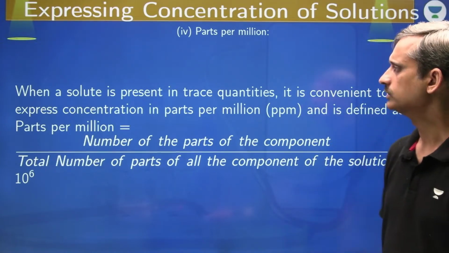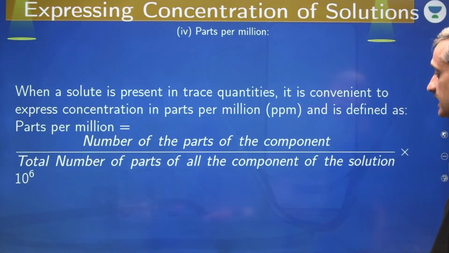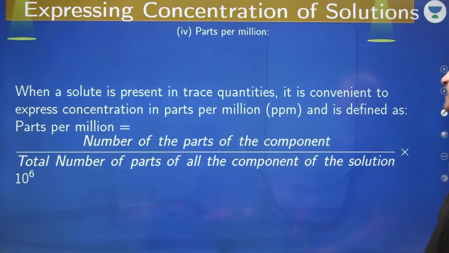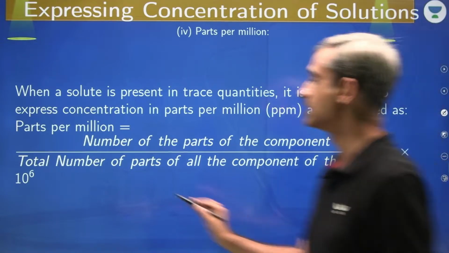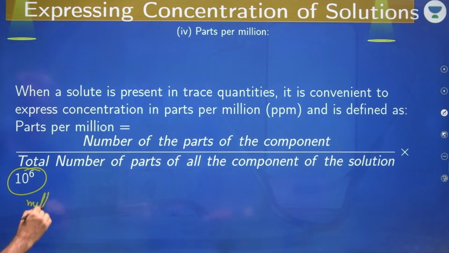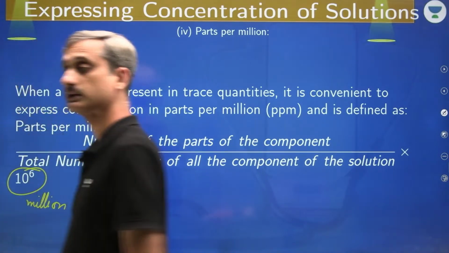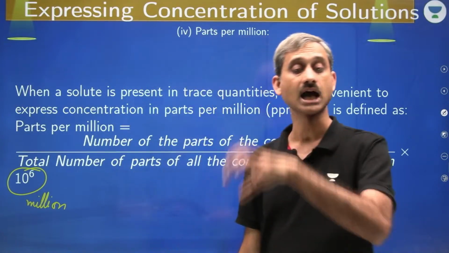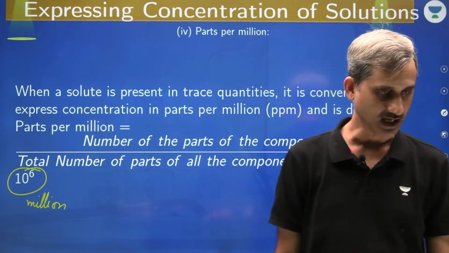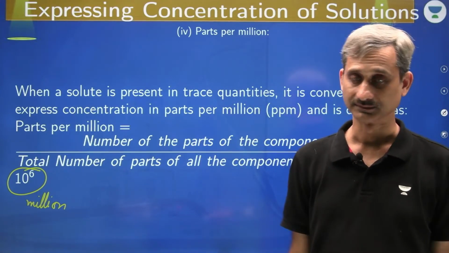Okay, so let us see the parts per million. Here the number of parts of the component divided by the total number of parts of all the components of the solution, into 10 raised to power 6. 10 raised to power 6 is actually million, and that's why it is parts per million. Please remember, when you talk about per cent, cent means 100, so per cent is per 100. So here, parts per million is per million.